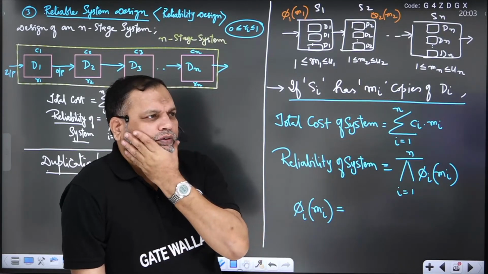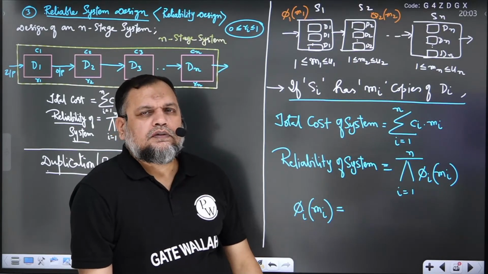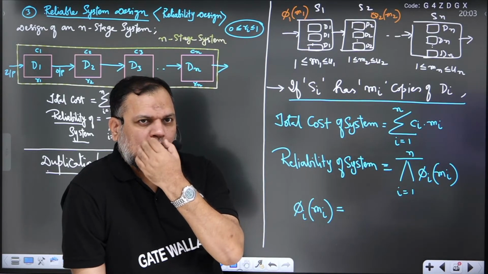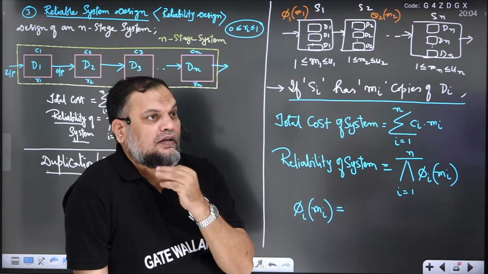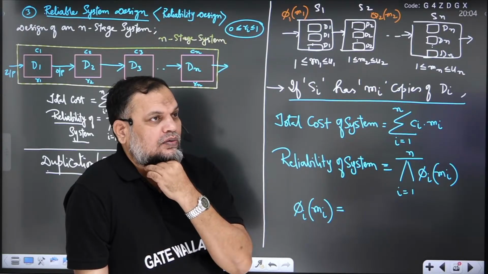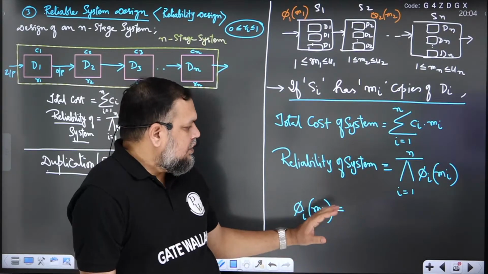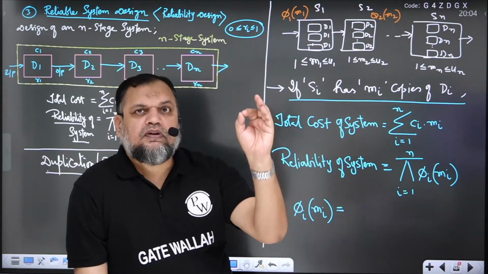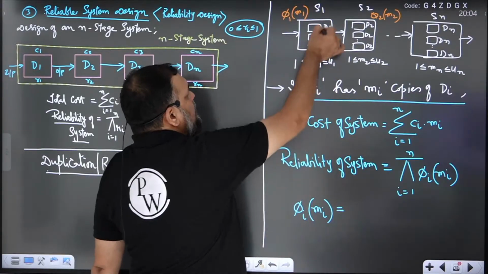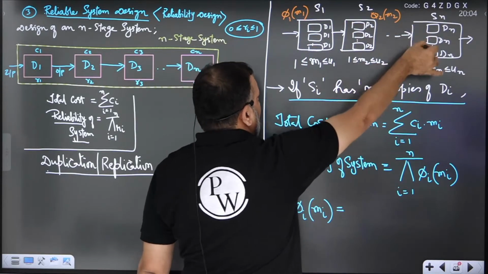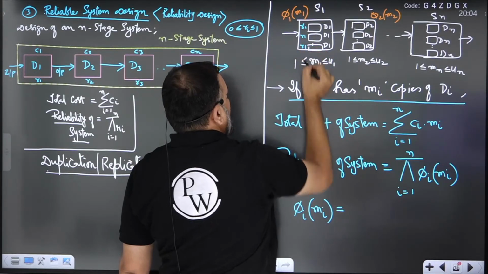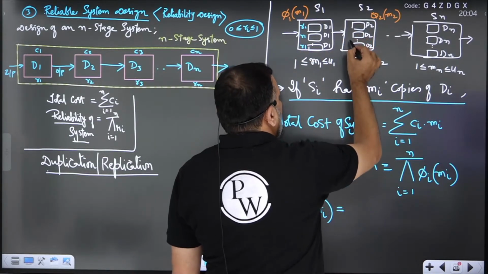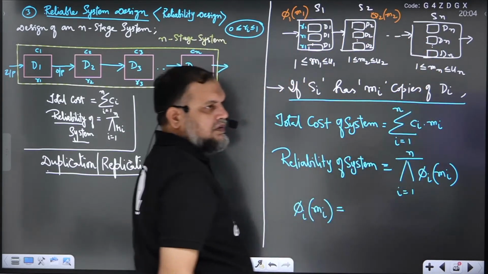What will be the formula for it? Not mi by ri, not product of ri mi, no. Reliability of stage i having mi copies of device di. देखिए यहाँ पर m1 copies है, यहाँ पर m2 copies है, यहाँ पर mn copies है. हर device की individual reliability है r1, r2, rn, इसी तरह.